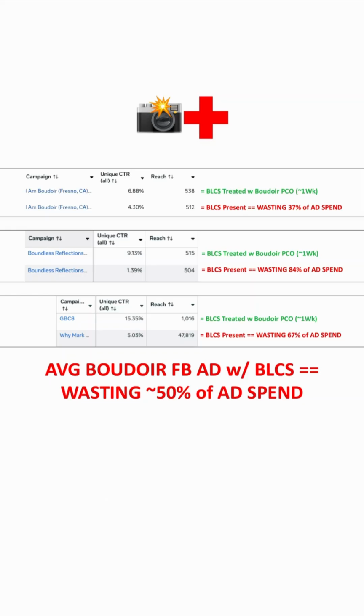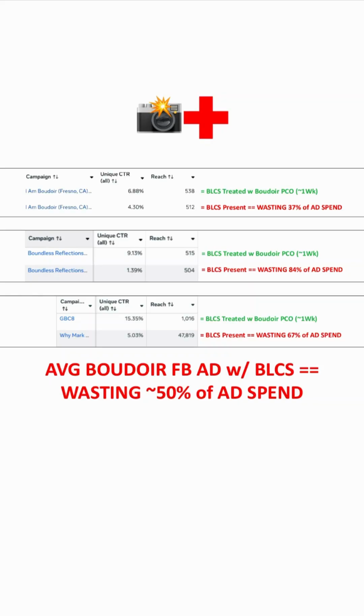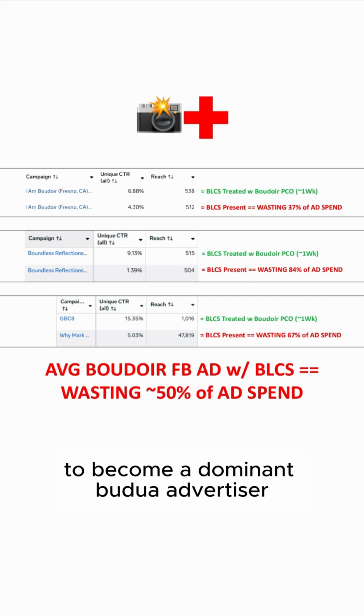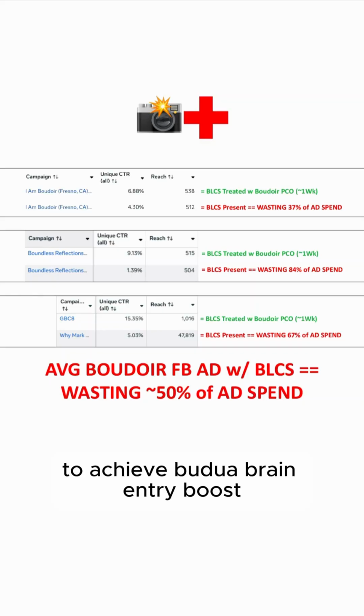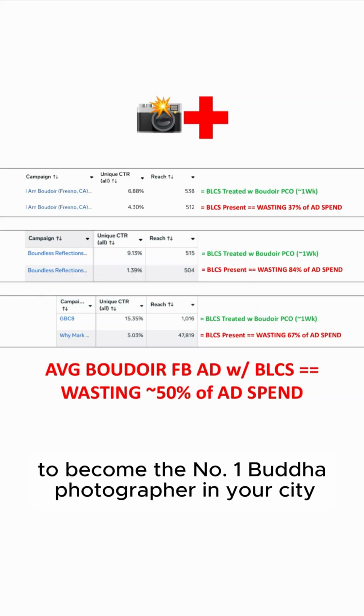And you see that'll be approximately 60K back in your pocket over the next 12 months, over the next year. And you actually want that outcome of the Boudoir Pico treatment. And you want to achieve pre-click alignment with your Boudoir Facebook ads to become a dominant Boudoir advertiser, to achieve Boudoir brain entry boost with your Boudoir Facebook ads, because you know that this is required on your path to becoming the number one boudoir photographer in your city.